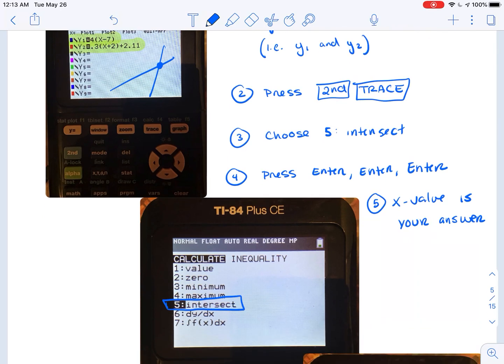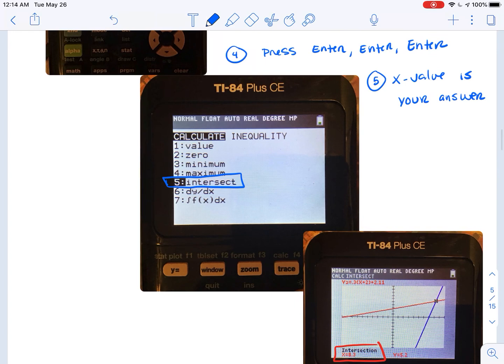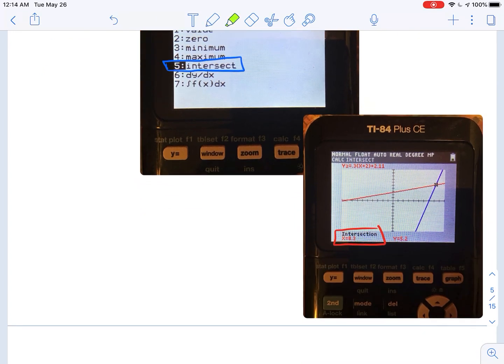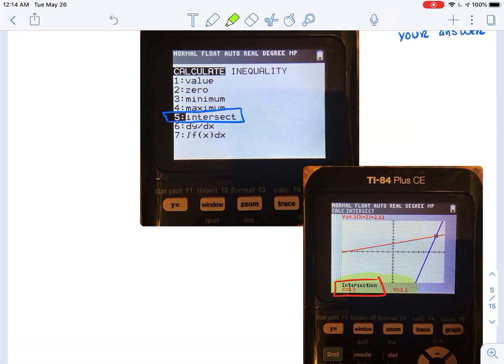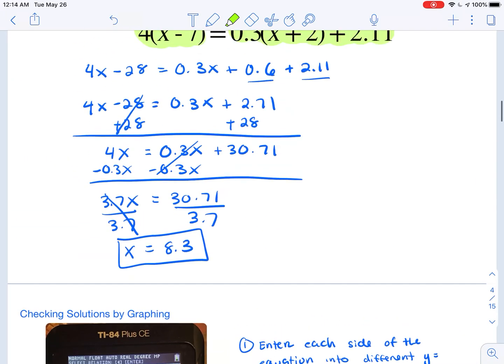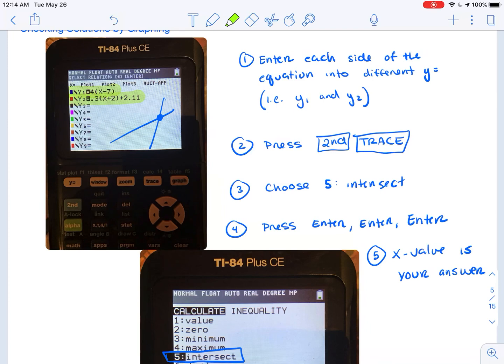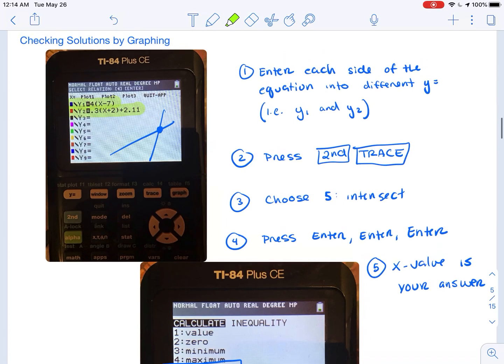So if I press second trace and choose option number 5, intersect, just as I normally would with the systems of equations, press enter, enter, enter. We get a point of intersection at the bottom here. It is that x value that is going to be the answer. Notice x equals 8.3. So again, this should not be the only way you solve equations, but it is a great quick check for equations, especially ones with a lot of steps. Okay, so that's just a little bit of help for solving equations by graphing.